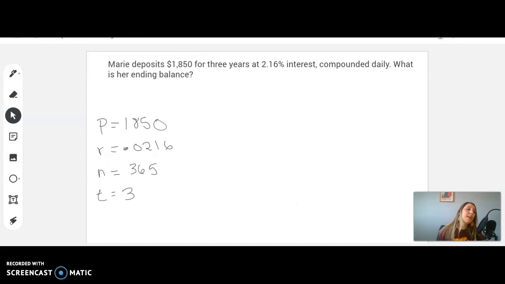Okay, so this one is Maria's depositing $1,850 for 3 years at a rate of 2.16%, and it's compounded daily. What is her ending balance? So when we put this in the formula, I already figured out my principal, my rate, my N, so that was something that we needed to remember. N, when it's compounded daily, means it's 365 unless otherwise stated, and we need to write that in. So go ahead and plug that into your formula and hit pause.